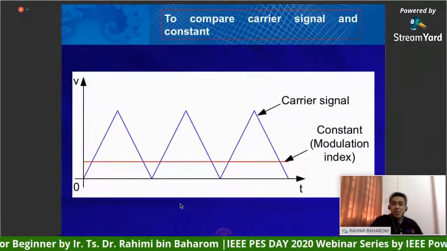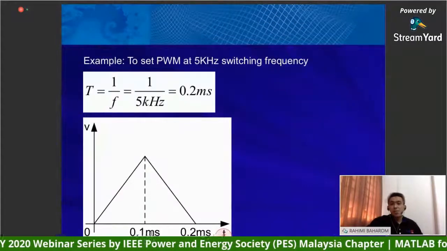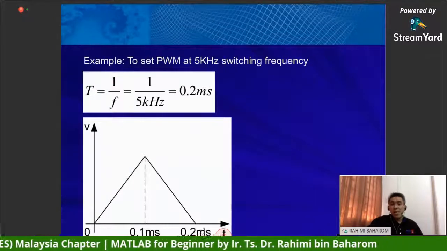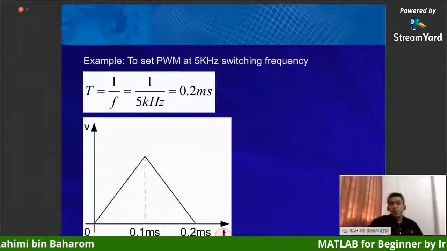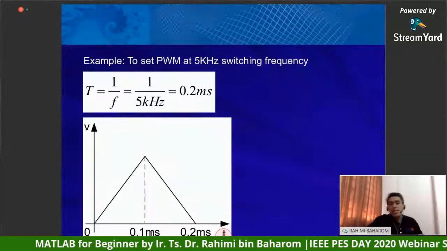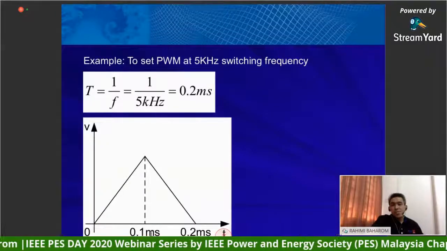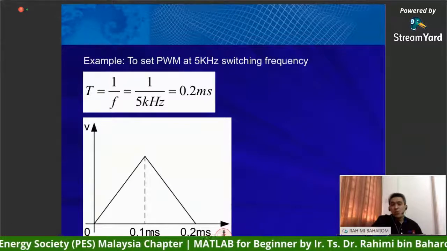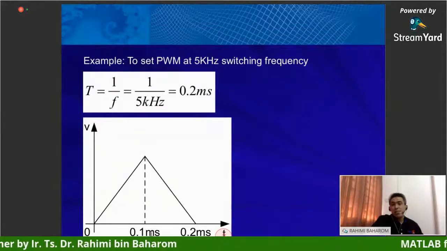So now you can set a repeating sequence with these parameters for 5 kilohertz switching frequency. In MATLAB simulation, there is no milli, so you have to insert powers of ten such as 0.001 to represent milli. For example, 0.2 millisecond is 0.0002.